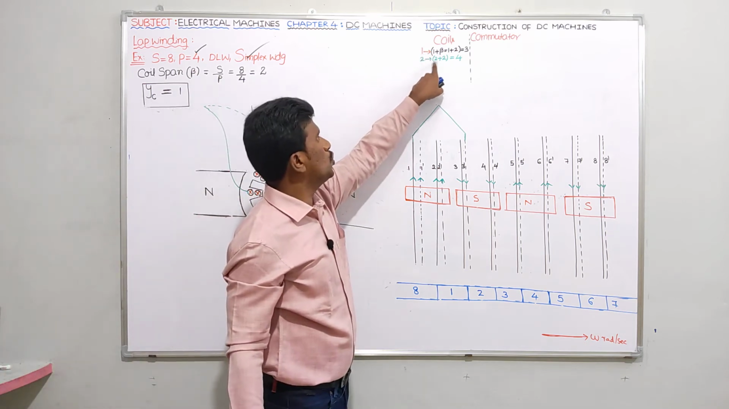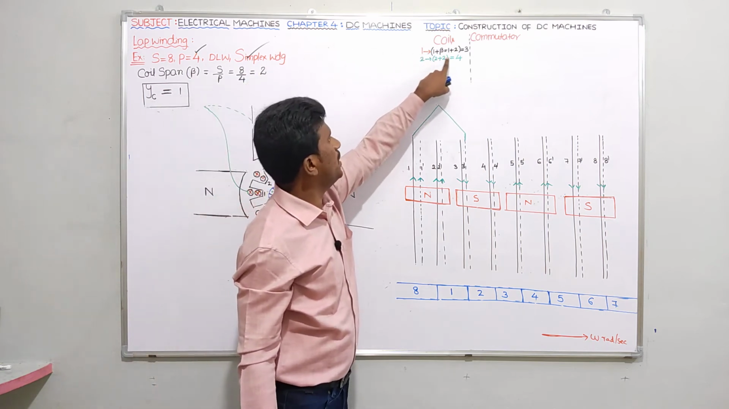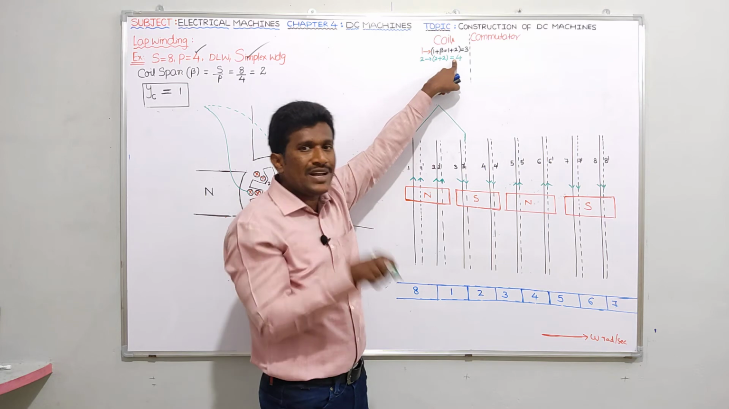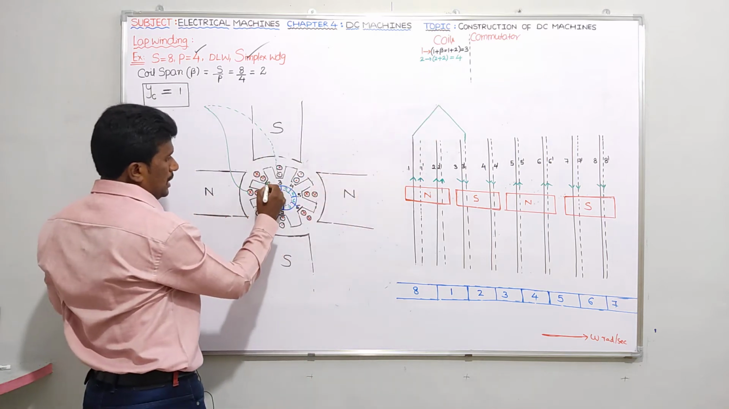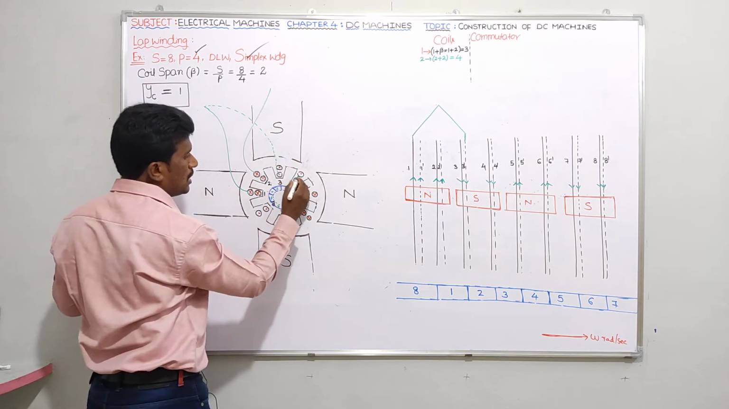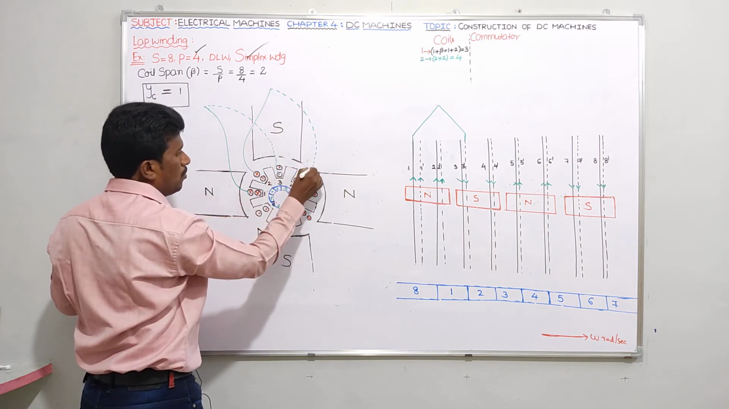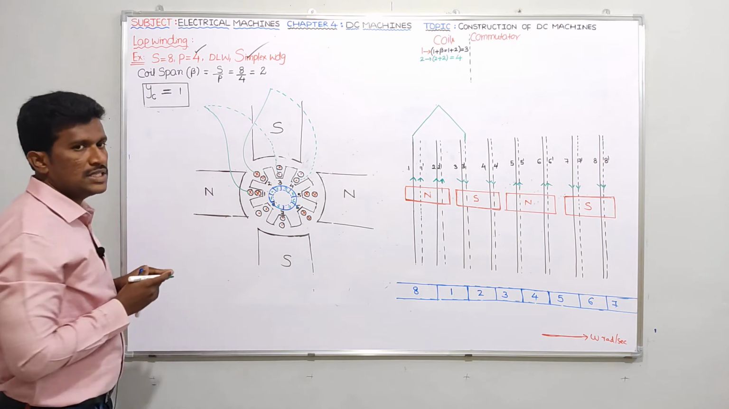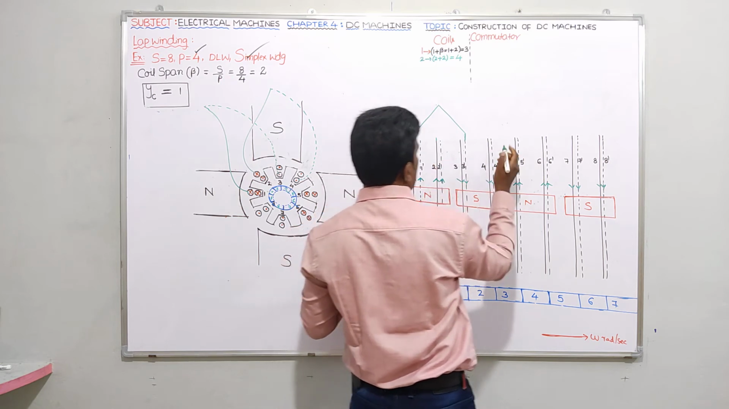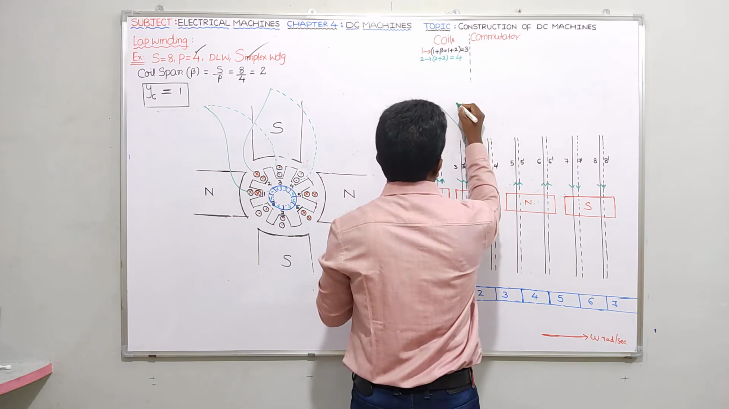See, from 2 to 2 plus beta. What is the value of beta? 2. Already the beta value is 2. 2 plus 2 is 4. In slot number 4, you should give the connection to the lower conductor. That means the second slot top conductor is connected to the fourth slot bottom conductor. Is it clear guys? Yes. The second slot top conductor, the solid one here, is connected to the fourth slot bottom, this 4 dash, a dotted line. Let me give the connection here.